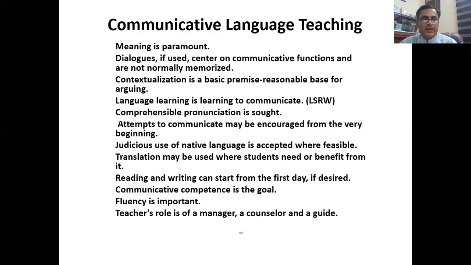And interestingly, in this particular method of teaching language, the role of a teacher is that of a manager. He's not an authority, he's not a heavenly creature, he's just a manager, a counselor, and a guide.